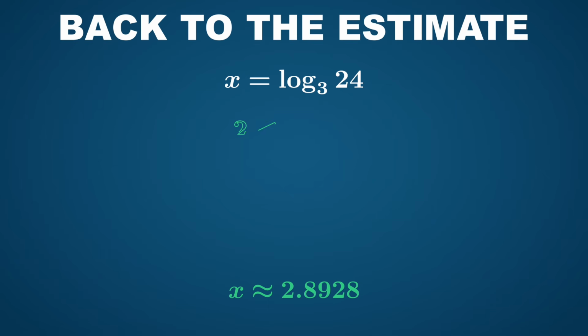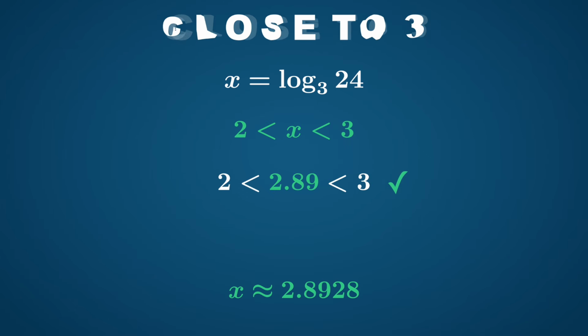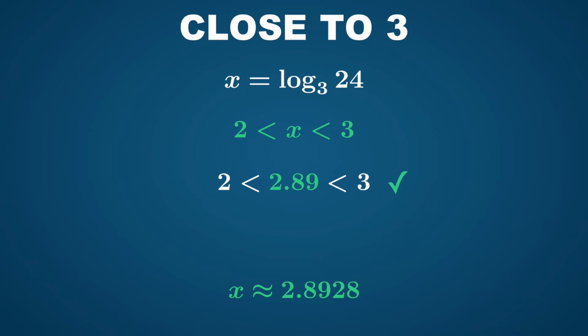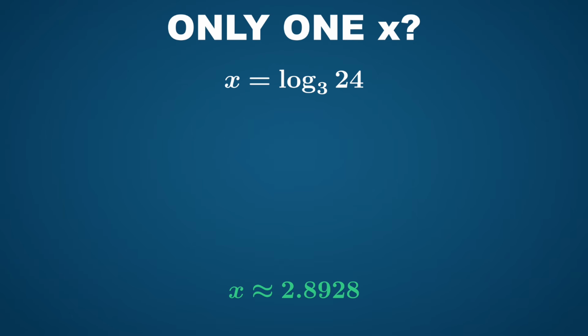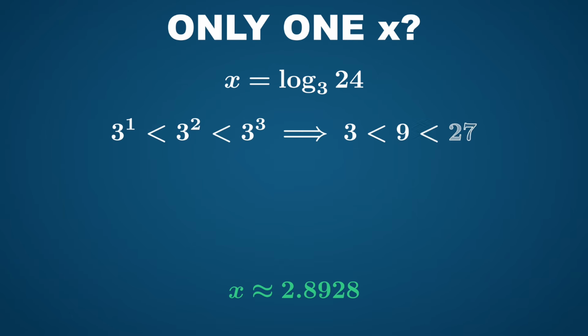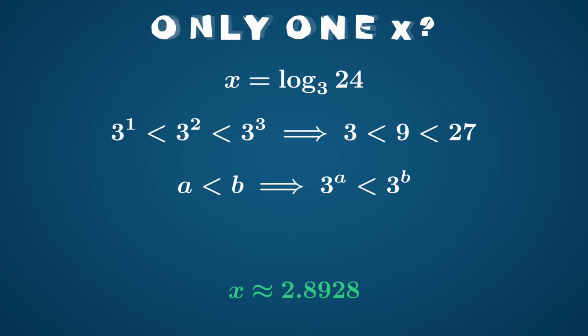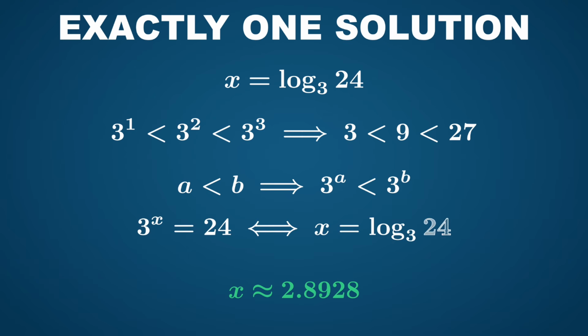Earlier we said x should sit between 2 and 3. Our decimal 2.89 does sit in that range. We also said it should land close to 3. 2.89 is indeed close to 3. We can also ask whether another value of x could work. Powers of 3 keep increasing as the exponent increases. The function never repeats a value it has already taken. So 3 to the x can equal 24 only once.